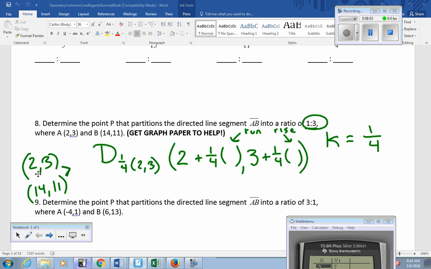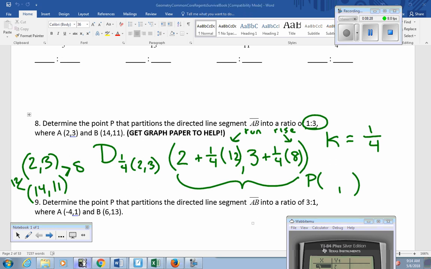So I notice that from 3 to 11 I'm going up 8, and 2 to 14 I'm going up 12. So my change in x is going to be 12, which would be my run. Change in y would be my 8. And then what you can do is take each expression and put it in the calculator to give you what we'll call, in this case, P, the partition point. So that's how you would get the answer for 8, similar to 9. And this part right here, how I found K, because 4 is the total, that'll help you with the questions above, 6 and 7.